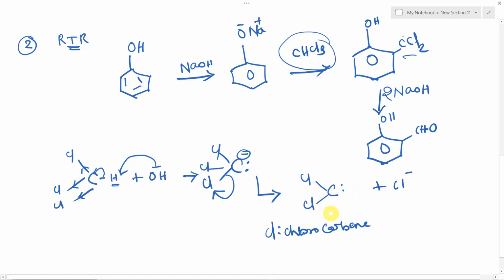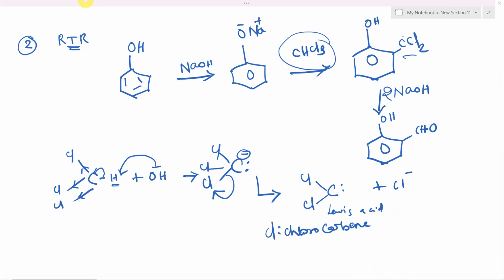So now it will act as a Lewis acid, to accept a pair of electrons. Got it? To accept a pair of electrons. So this is dichlorocarbene. Let it be here. Now we can move to the next part.